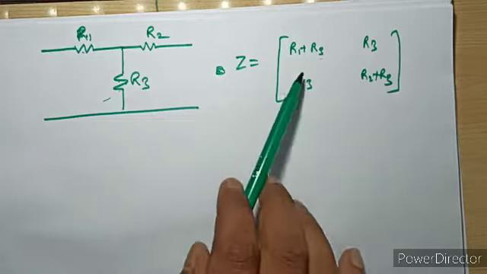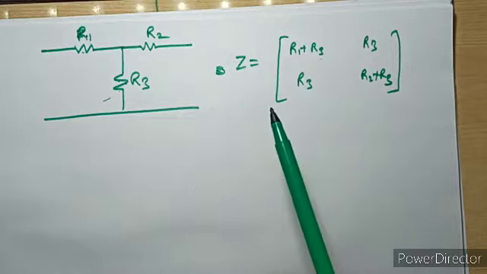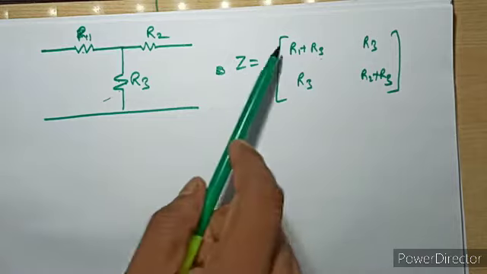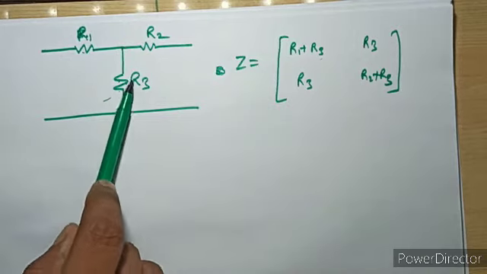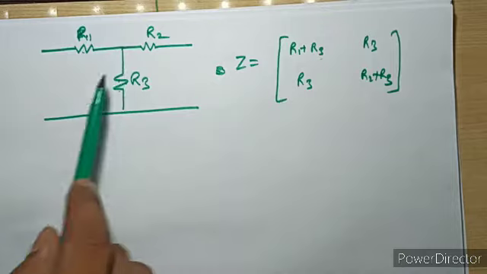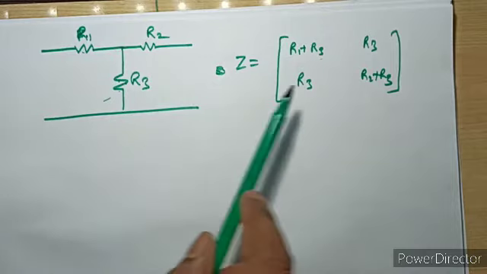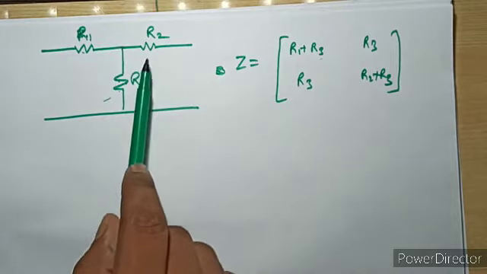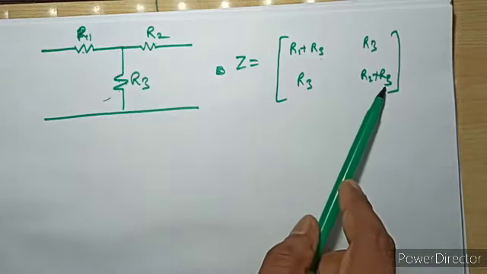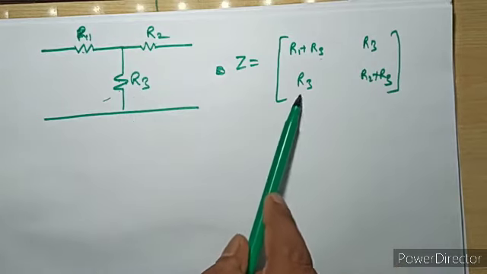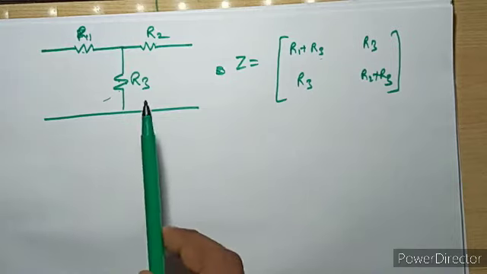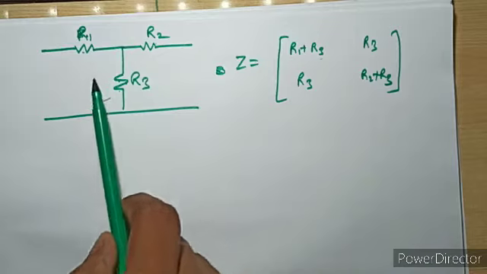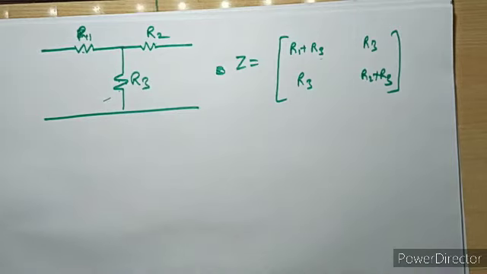Basically, how I wrote this: for Z11, I1 will flow through this resistor and this resistor, so add these two resistors, R1 plus R3. I2 only will flow through R2 and R3, so I write Z22. For Z12 and Z21, I1 and I2 are combinedly flowing through this resistor, so it is R3 only, right?